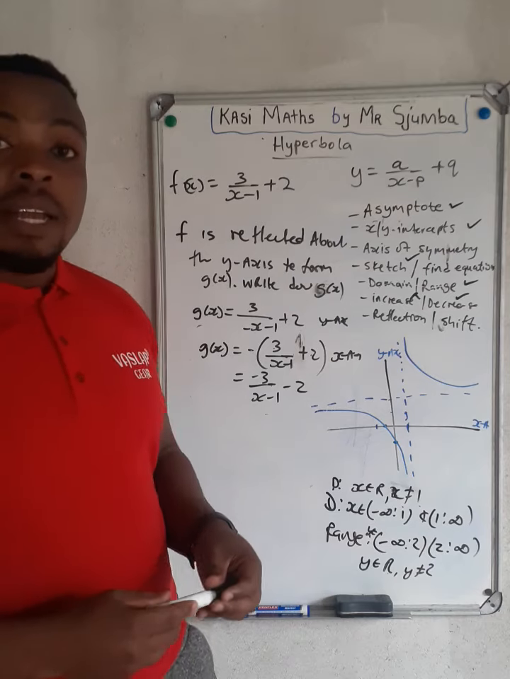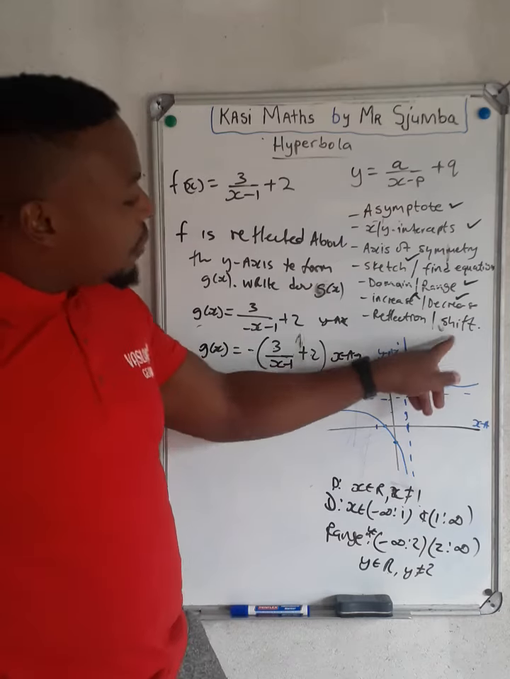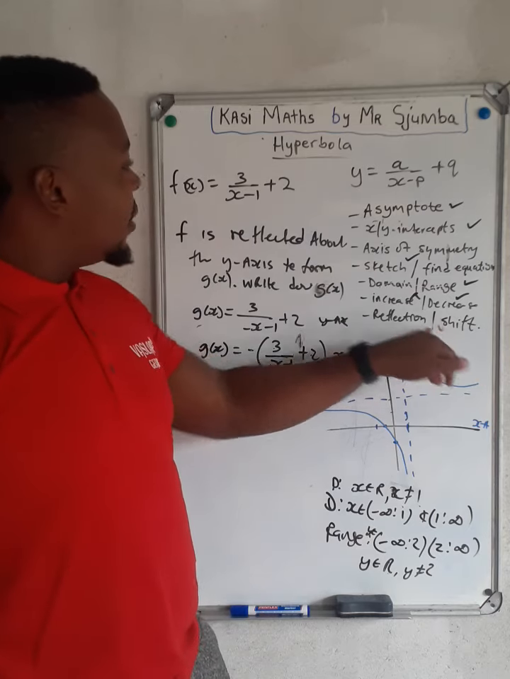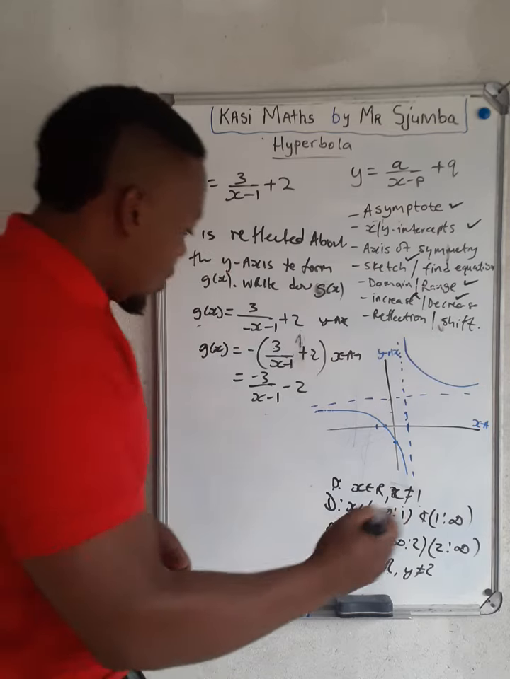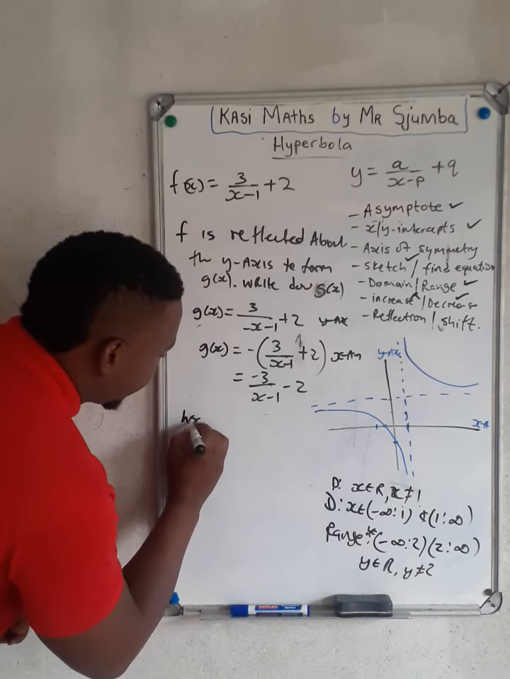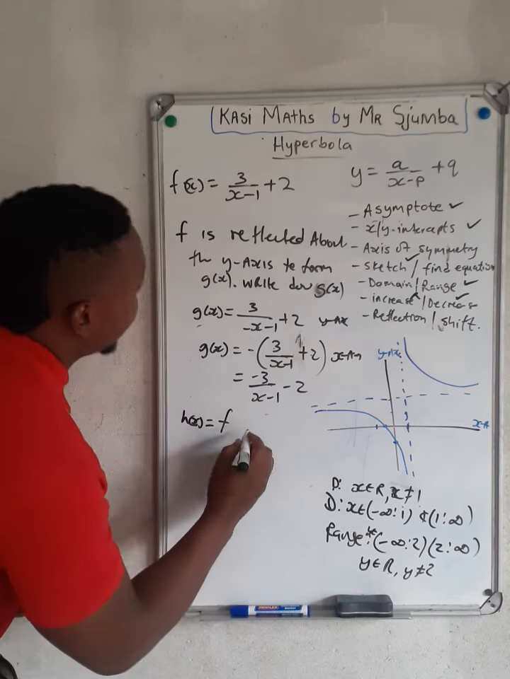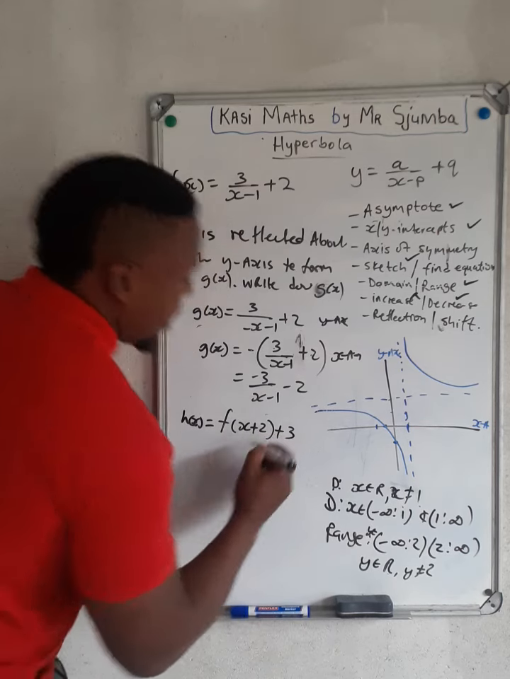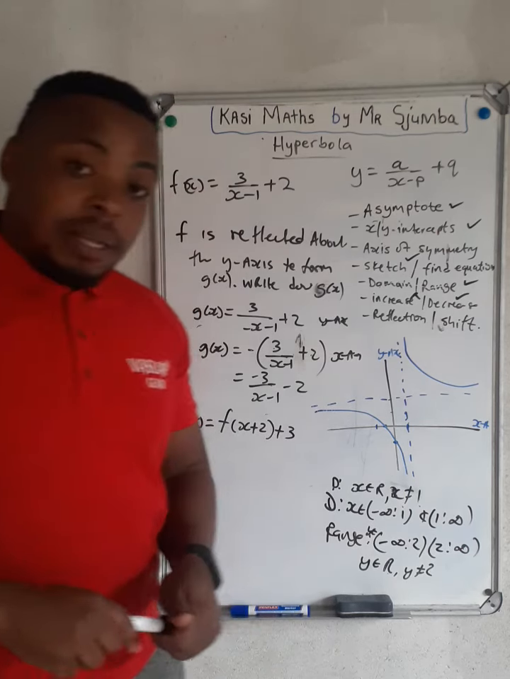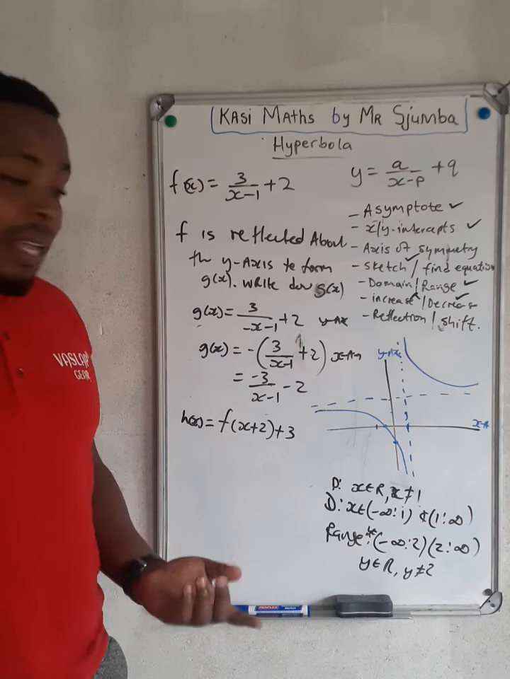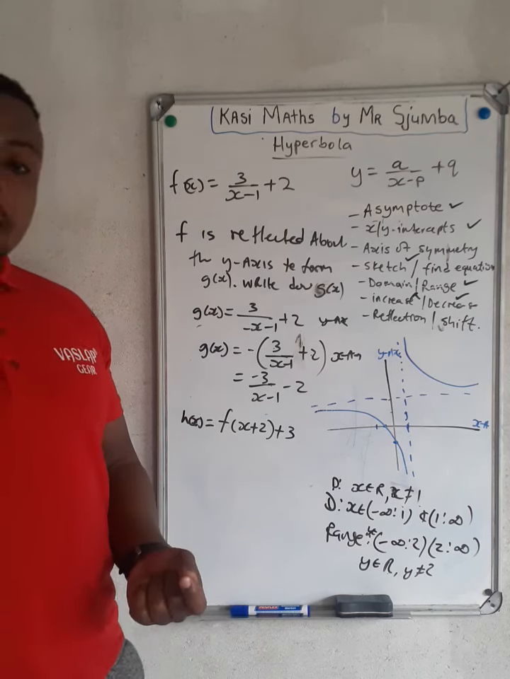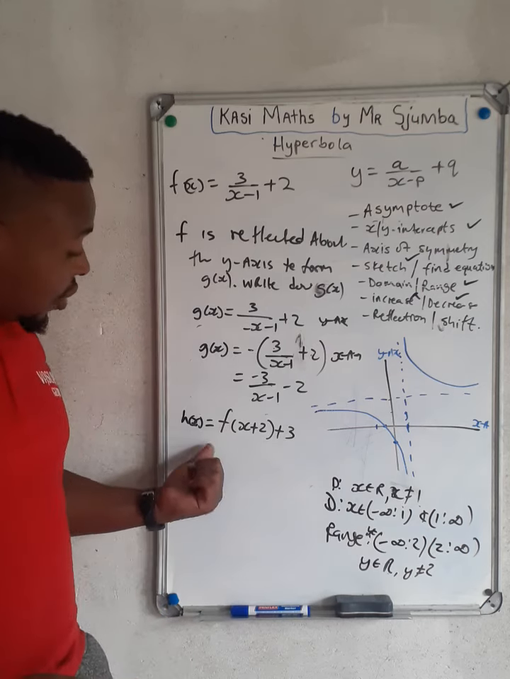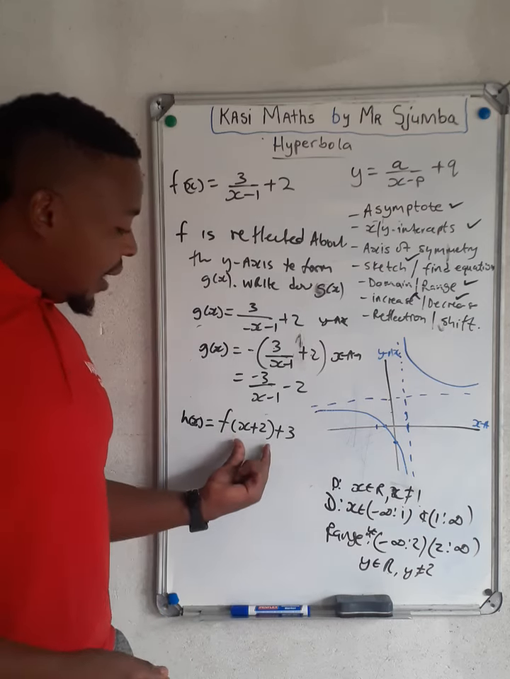So that is your reflection and the shift. Imagine the graph of f, and there is a new graph which is h. Write down the equation of h. H is f with a shift.